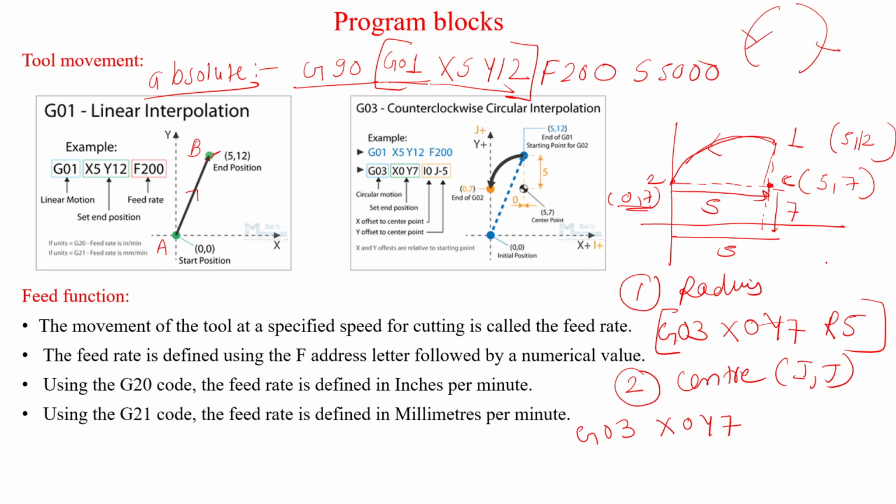Can anyone tell me? Sir, center and initial point. So the center is 5, 7 and the other point is 5, 12. The center is also having X5, and the other is also 5. The X distance is 0 only. Yes, sir. There is no change in X. So the X distance is 0. So we will write I0. And what is the Y distance between the first point and the center point?